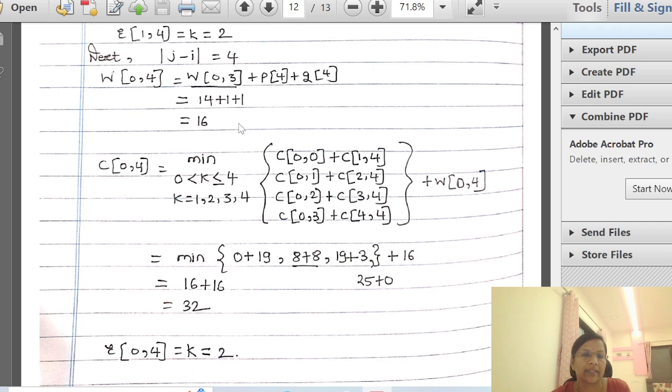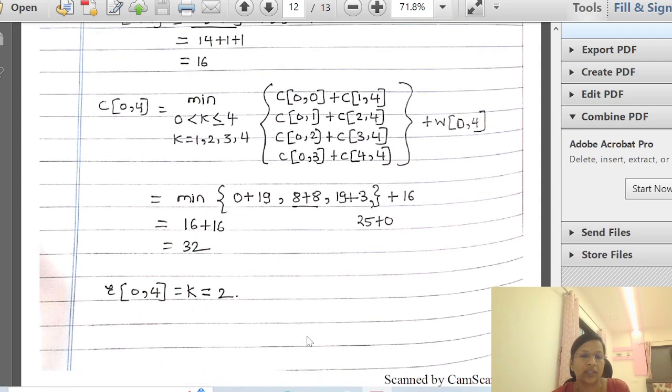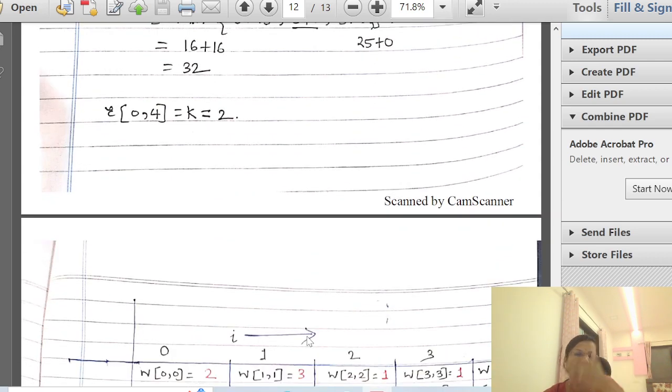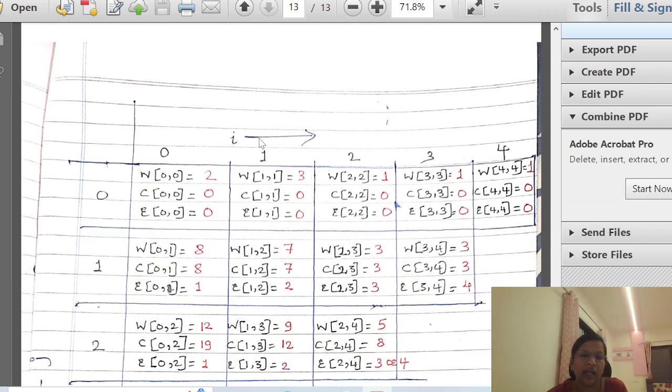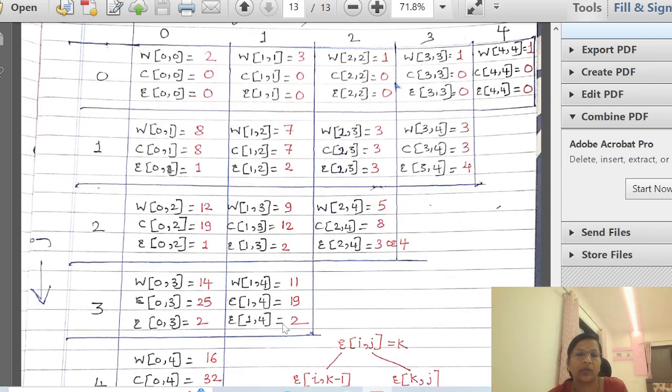and that's why 16 is added with w of 0, 4, which is recently calculated, that is 16, equal to 32. And r of 0, 4: for which value of k have we got this cost 16? That is for k equal to 2, so r of 0, 4 here is 2. So we substitute these values in the formula, and yes, we have come up with this particular matrix. I can say this is an upper triangular matrix where we have calculated the cost of each of the nodes.